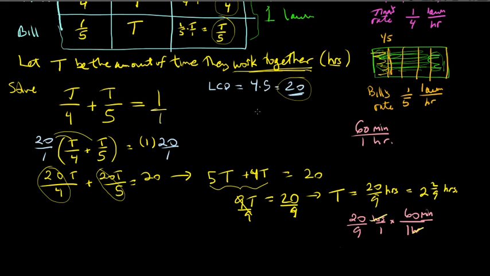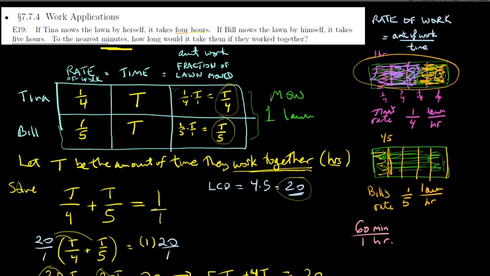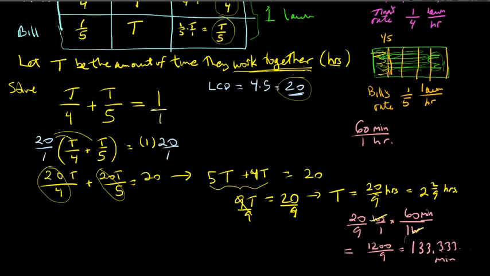So 20 times 60 is 1200, divided by 9. Calculator time. 1200 divided by 9 is 133.3333, and so on. This is in minutes. They want us to round to the nearest minute, so we can just lop off the decimal, or we can round. In this case, it's the same thing. So 133 minutes is the answer.